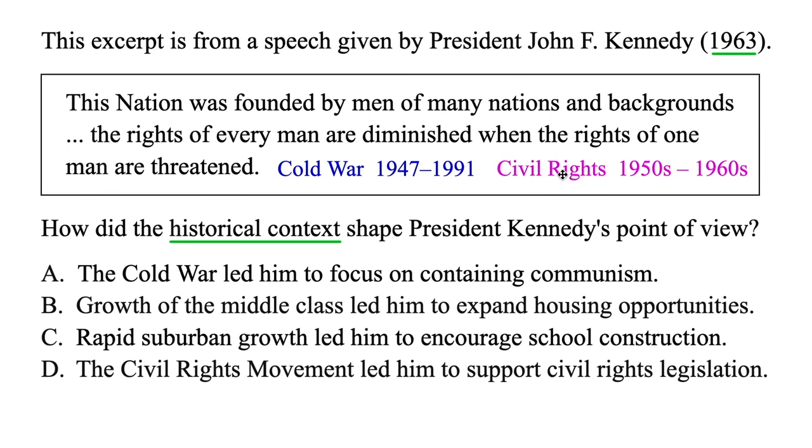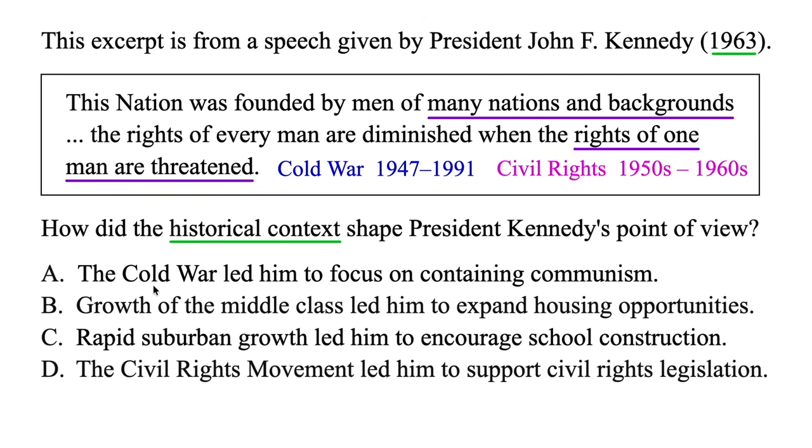Okay, so which of these is he talking about here? Again, this is a speech given by President John F. Kennedy in 1963. "This nation was founded by men of many nations and backgrounds. The rights of every man are diminished when the rights of one man are threatened." Okay, so he's talking about people of many nations and backgrounds, and the rights of every person are diminished when the rights of one person are threatened. That definitely sounds like civil rights going on. We need to provide legal protections for all people. Okay, so that's probably it here.